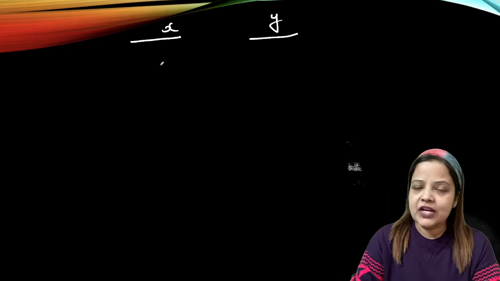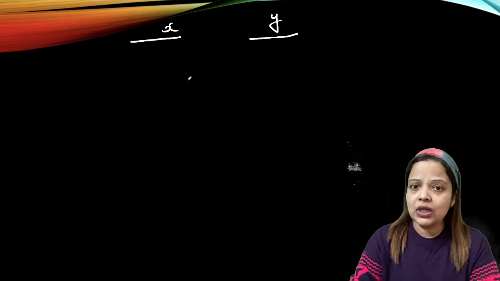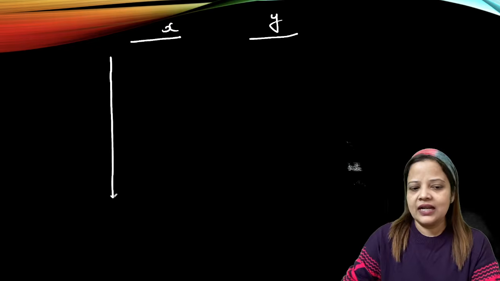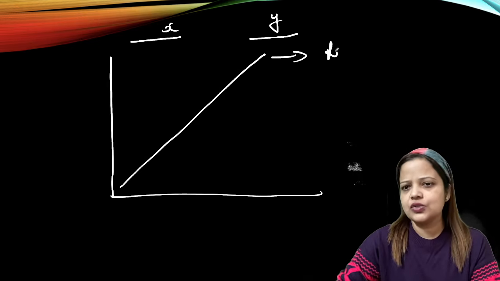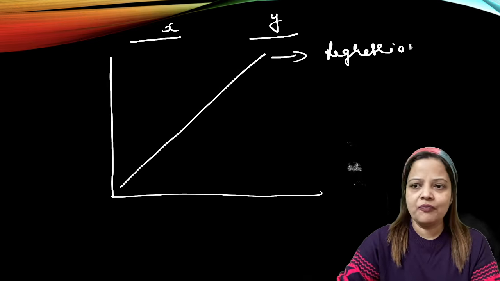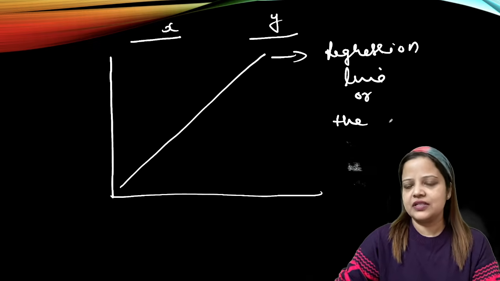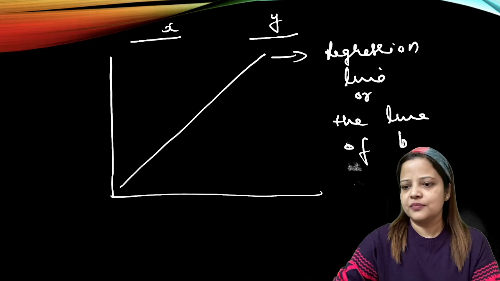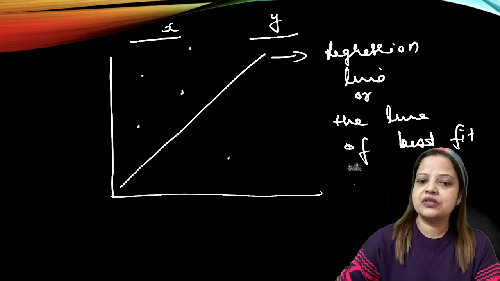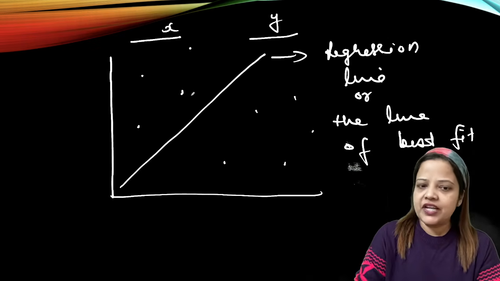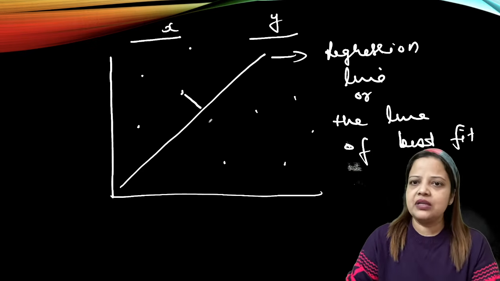To find out the cause and effect relationship, first we have to find out the correlation between them. For that, to know the correlation, we plot data, and when we plot data, we find one regression line. This is called the regression line or the line of best fit. When we plot data, data scatters. This is called dispersion of data. Generally, data deviates from the regression line, the line of best fit.